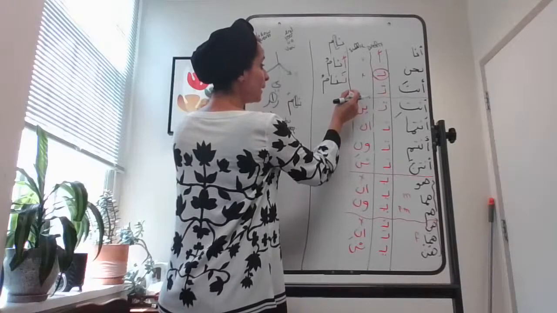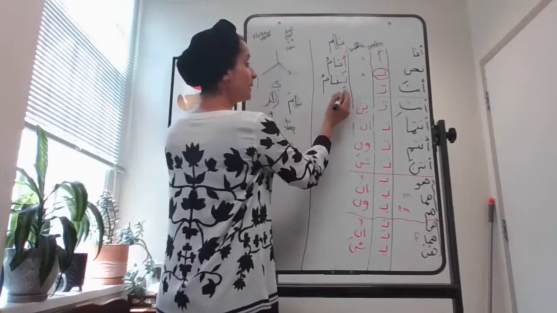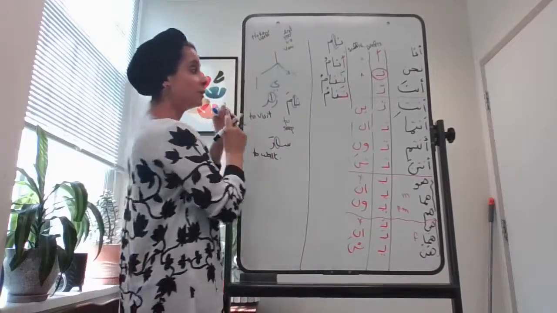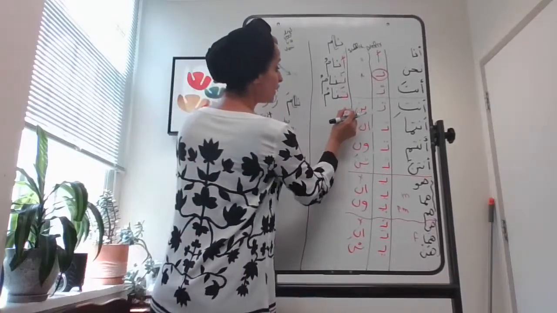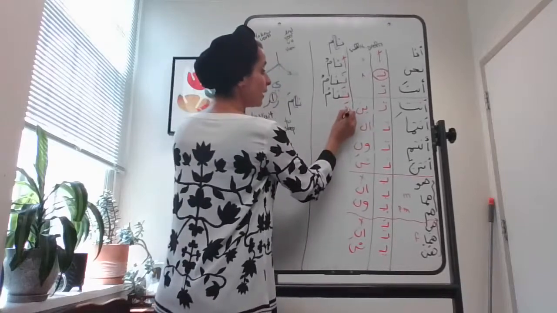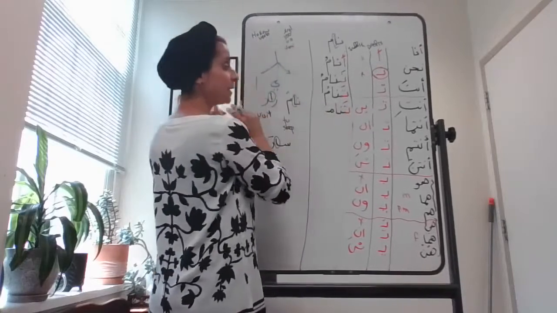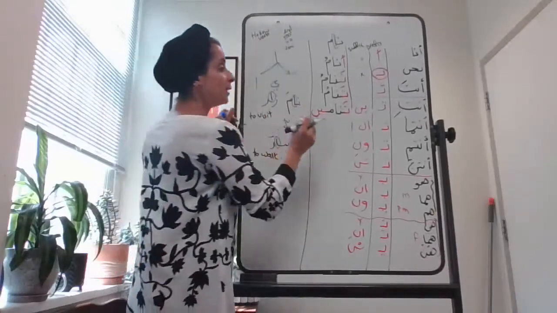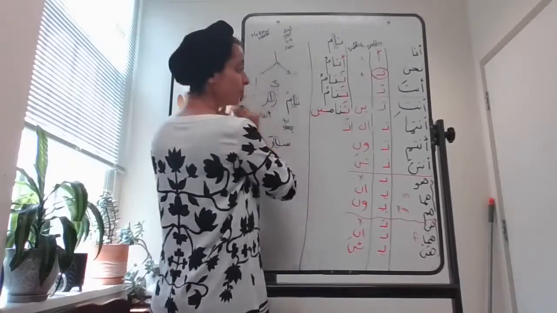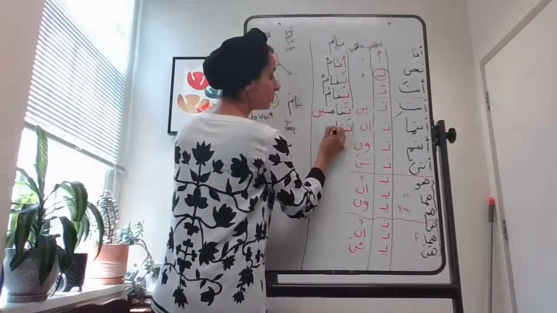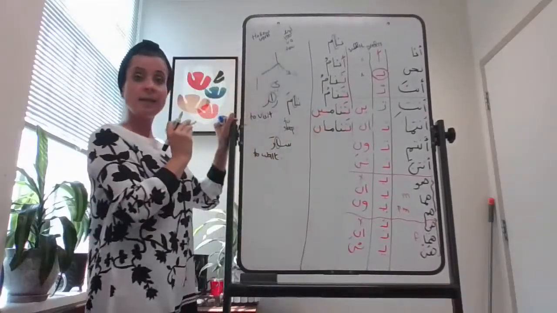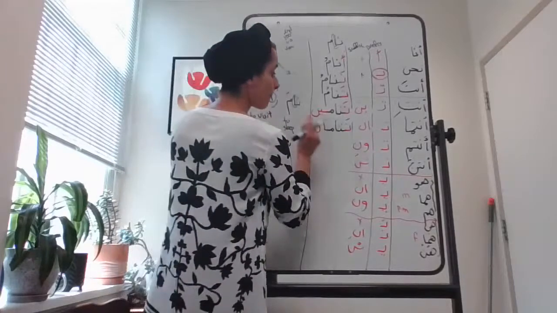Anta, you will add the prefix ta. So anta tanamu. Anti, you add the prefix ta. Anti tanamina. Antuma, تنامان. أنتم, تنامون.